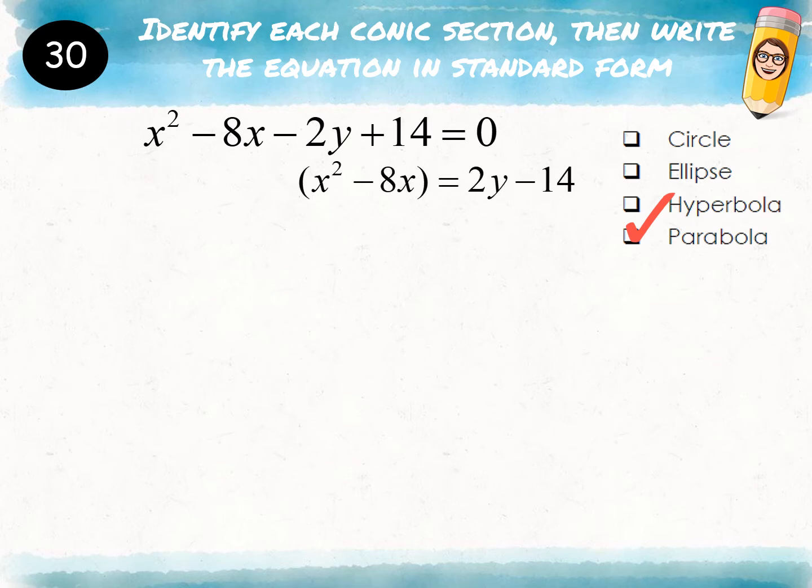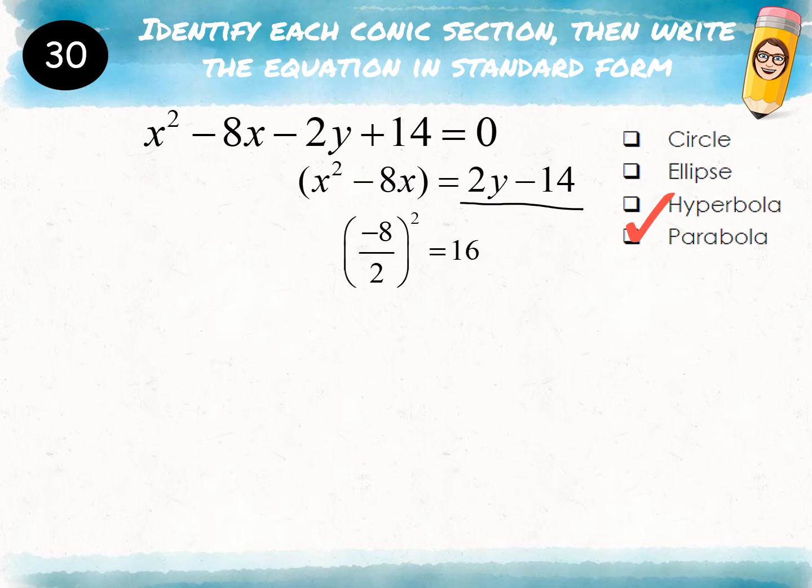Step 1, we want to organize. Here's what's unique about a parabola: we're grouping all the x's together. We're grouping the y's and the constants to the right side. So I subtracted 14 over, and I added 2y over. Remember, parabolas have all x's on one side, all y's on the other side.